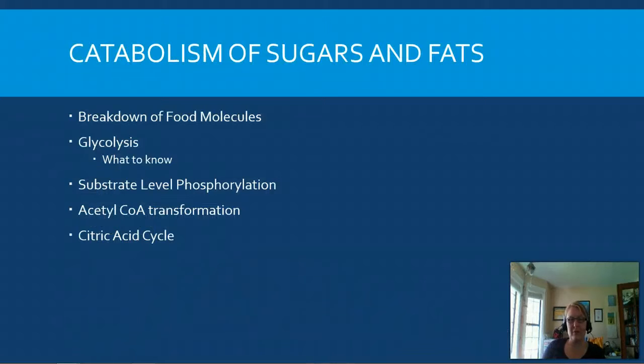So as I said, we've talked a lot about processing energy all semester, and what we're going to talk about in this section is how cells actually get this energy. We all will talk about how they have to have the energy to do all the reactions, but we need to talk about how they got this. And you can see from this pathway here, we go from the breakdown of food molecules through glycolysis, substrate level phosphorylation, to acetyl-CoA transformation, and finish with the citric acid cycle for this catabolism process. And then we'll talk about energy harvesting with the electron transport chain in chapter 14.